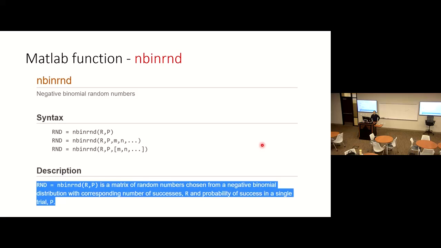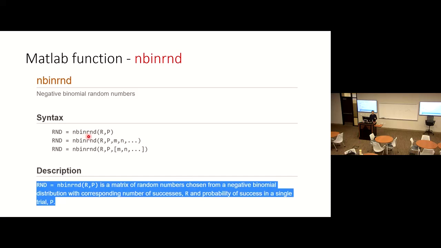So why can we do this? Let's look at a function. In MATLAB, the function is called the negative binomial random number generator. If you use rand, you can generate a random number, but that number is from a uniformly distributed set. So it's from 0 to 1, and this could be 0.5, 0.56, 0.7. That's in the middle from 0 to 1.